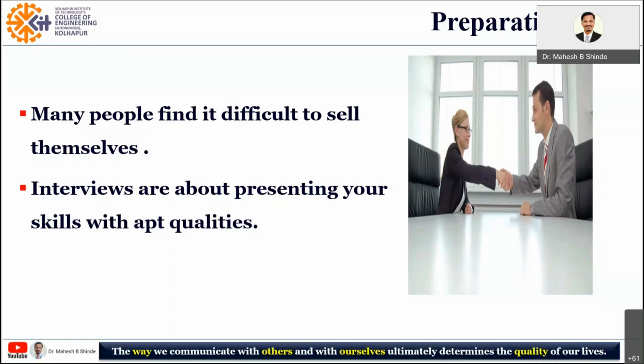Why prepare? You have to prepare well in advance, because most of the people find it very difficult to talk about themselves and their qualities. That's why preparation is essential. Second, interviews are about presenting your skills with apt qualities, right? You have skills with you. Okay, what are the qualities that you have? You have all the technical skills, but the qualities which are very essential for you to work at a particular workplace are also to be achieved.